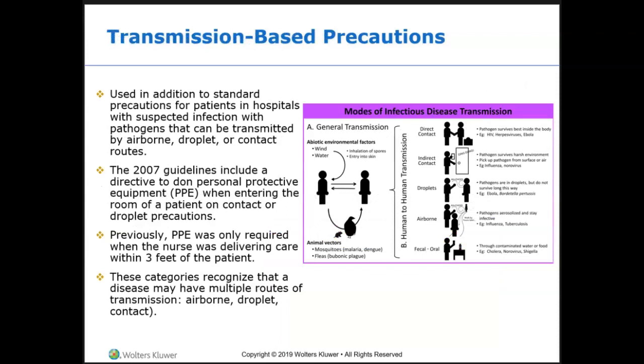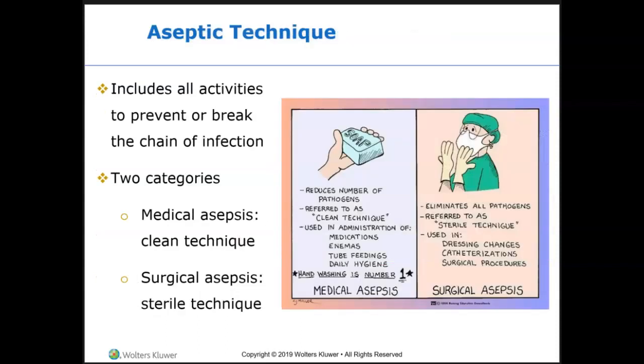Transmission-based precautions have additional PPE requirements depending upon the type of precaution. The 3 types of transmission-based precautions include airborne, droplet, or contact. And then again, you do want to look at the book, right? It has lists and examples of these 3 different types of transmission-based precautions. So look at that because they give some pretty good examples in there.